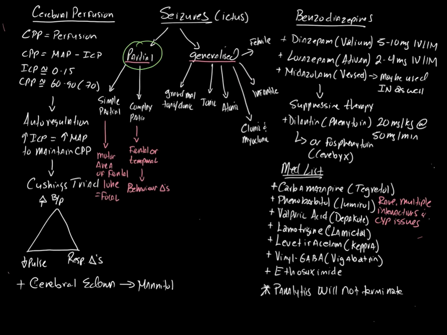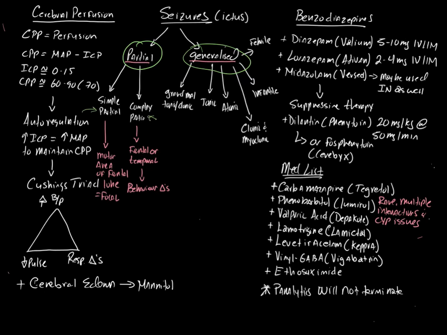Versus a generalized seizure, which involves both hemispheres of the brain, right? So the manifestations tend to be systemic. Does that make sense? So when we look at partial seizures, you've got several different types, but there are two major types that are mentioned. There are what we call the simple partial and the complex partial.